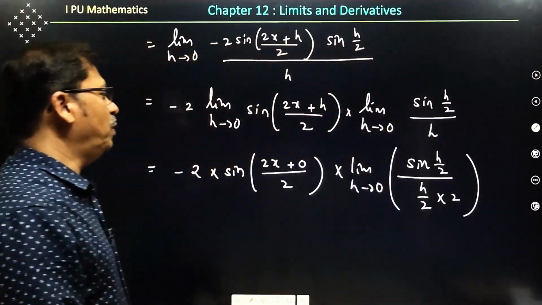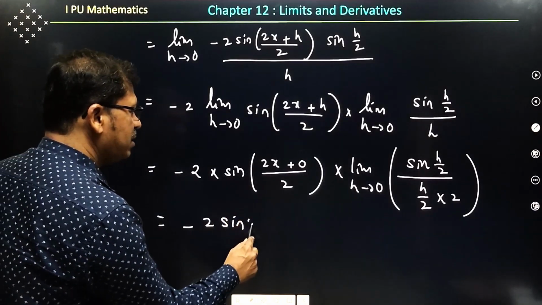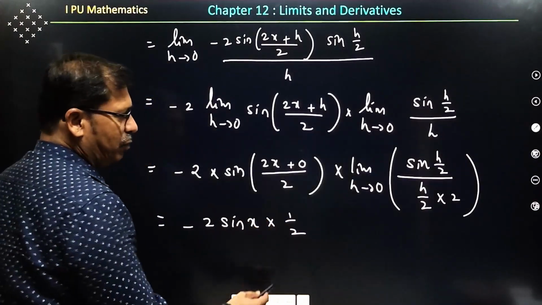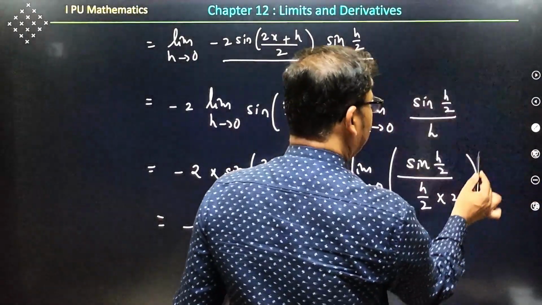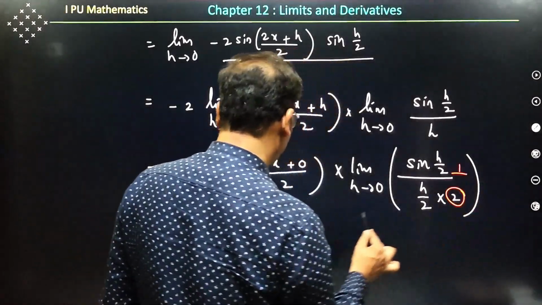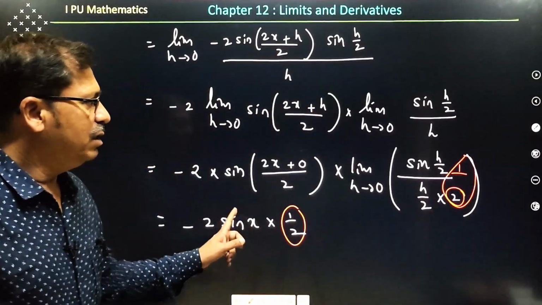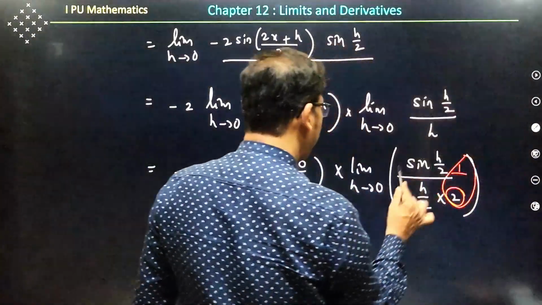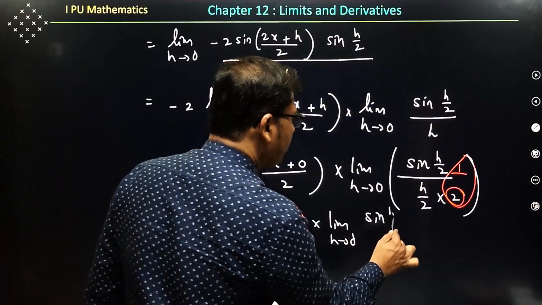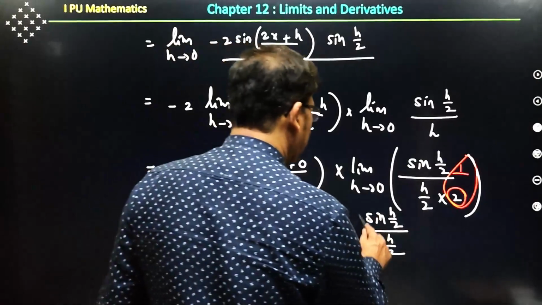So this is equal to minus 2, sin as it is, 2 cancels, x remains, into 1 by 2 you take it outside. You must know why 1 by 2 comes. This 1 by 2 is taken here outside, then limit h tends to 0 of sin h by 2 divided by h by 2. This is a standard limit.